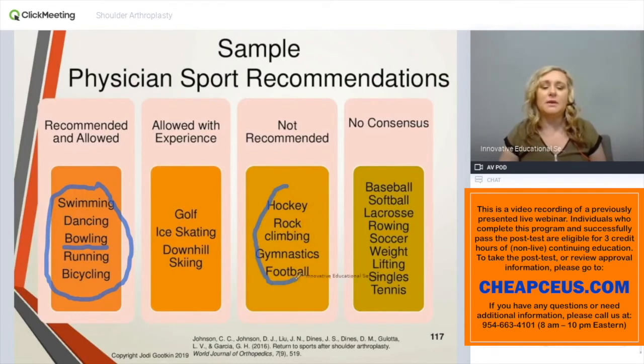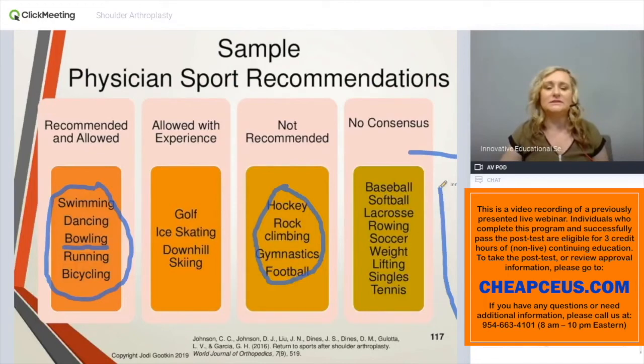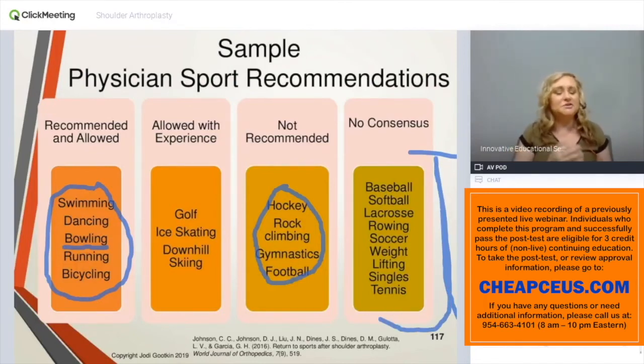They're not doing rock climbing, gymnastics, football. Again, high compressive sport activities, great risk of subluxation and traction on those joints. And then there was no consensus on a variety of other types of activities. I just thought it was interesting to see where that fell, and you might want to speak with your physicians to know their protocols and what individuals can actually go back to.